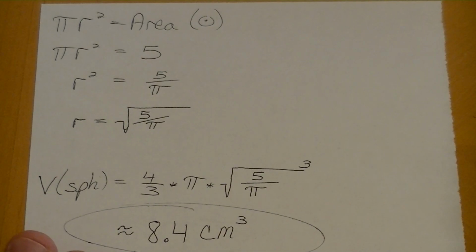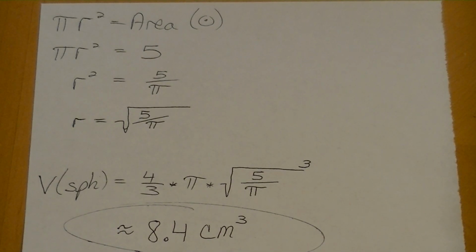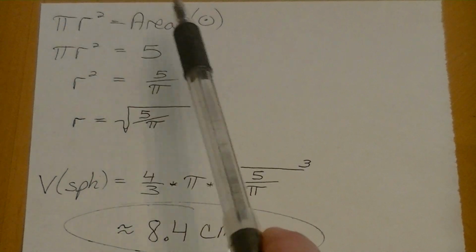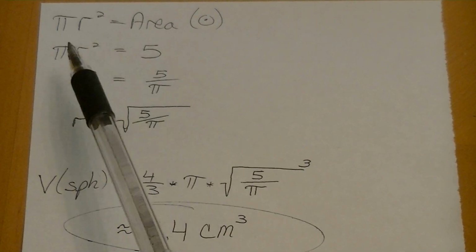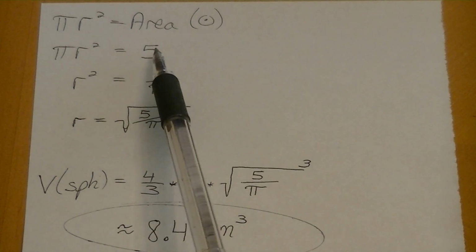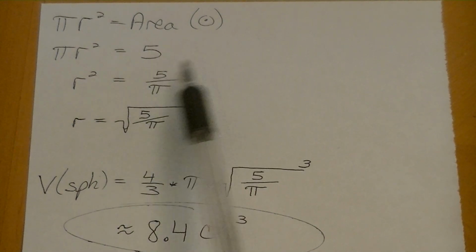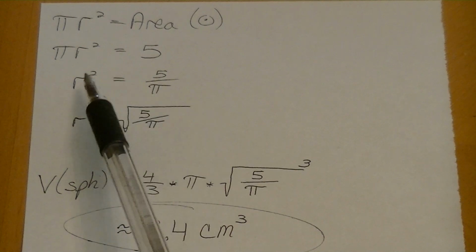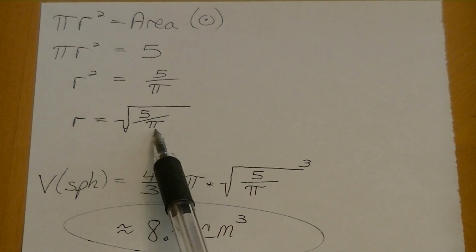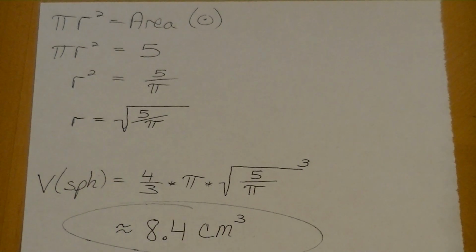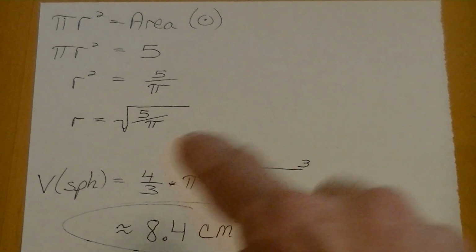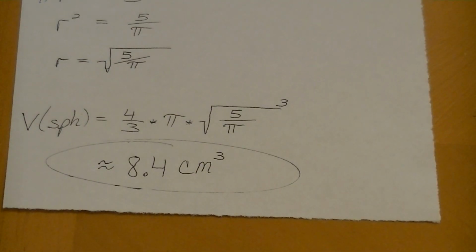We know the formula for the area of a circle is pi r squared. So if pi r squared is the area, but I'm told the area of the circle is 5, then pi r squared is 5. So I divided both sides by pi. I took the square root of both sides to solve for the radius. That's the radius that goes into my formula. Again, notice I didn't round it off. So 4/3 pi times that radius cubed. There it is.